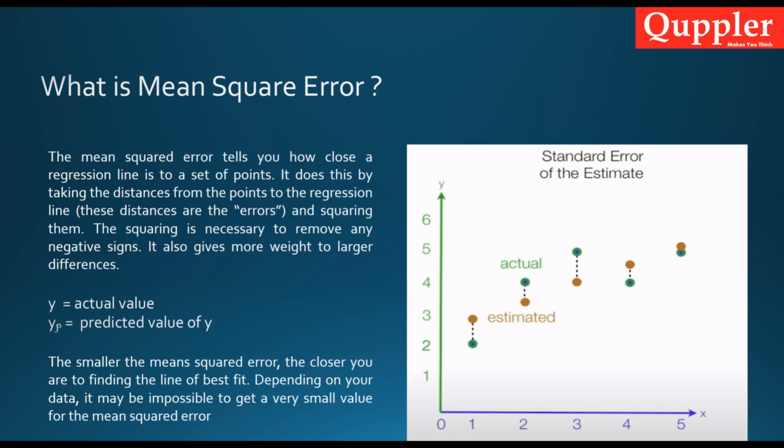Depending upon your data, it is nearly impossible to get a very small value for the mean square error, but it will always be close and it will always give you the best estimate for your model.